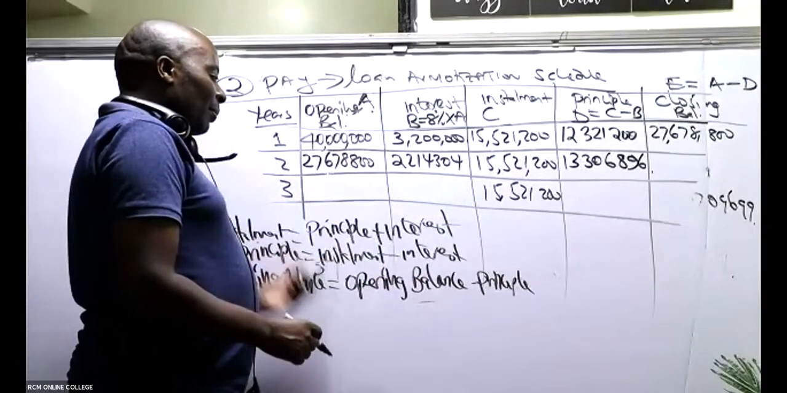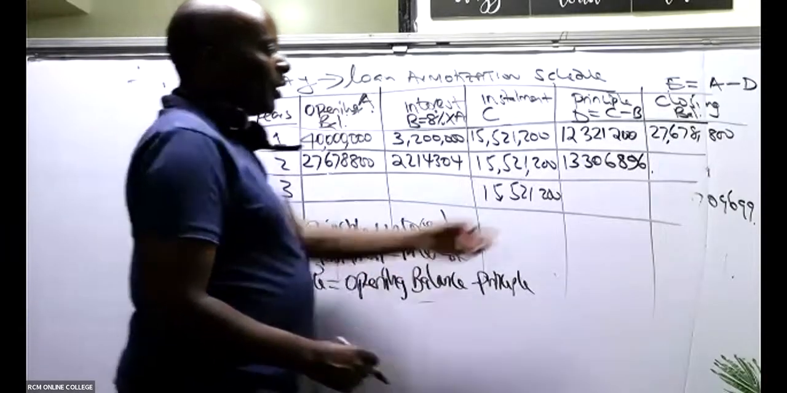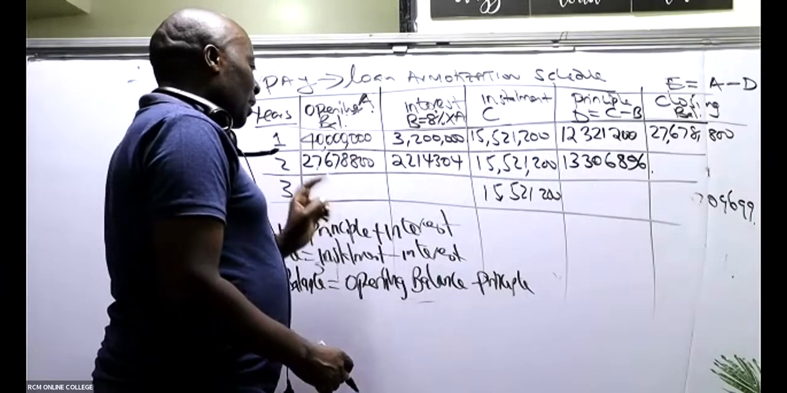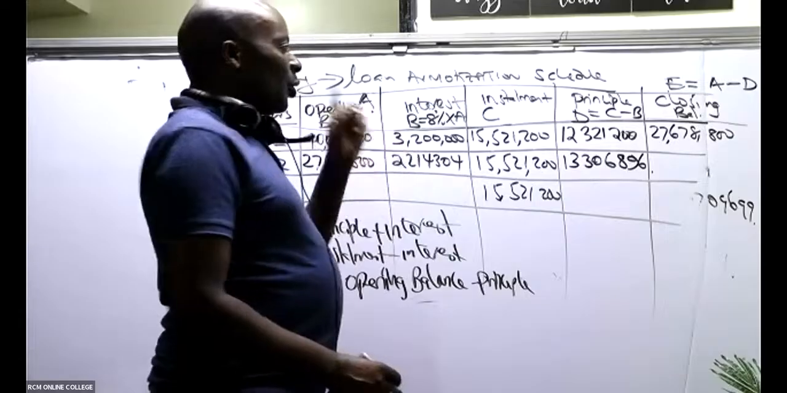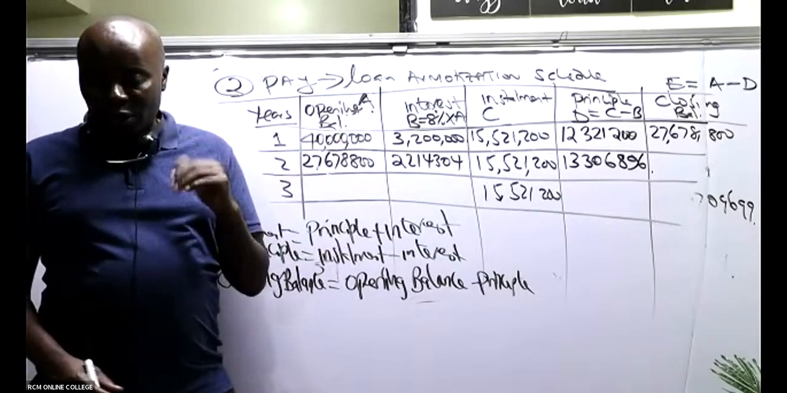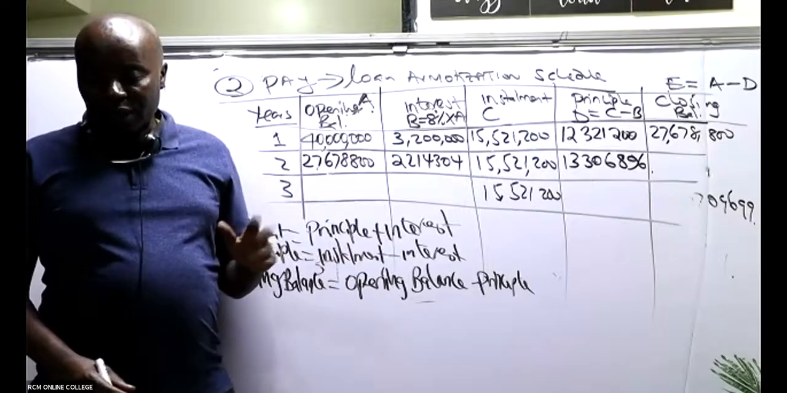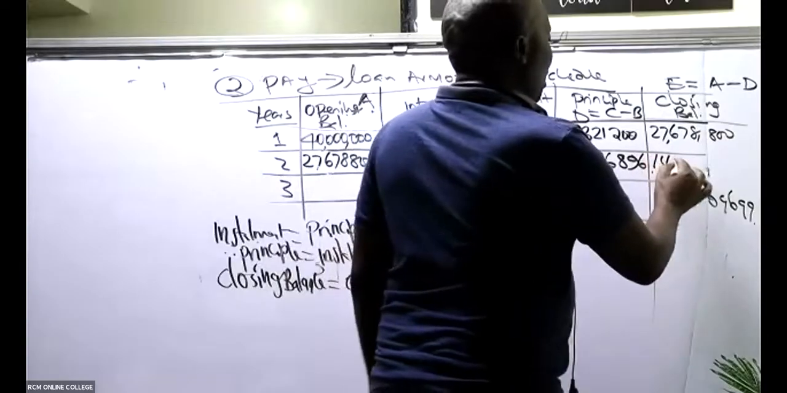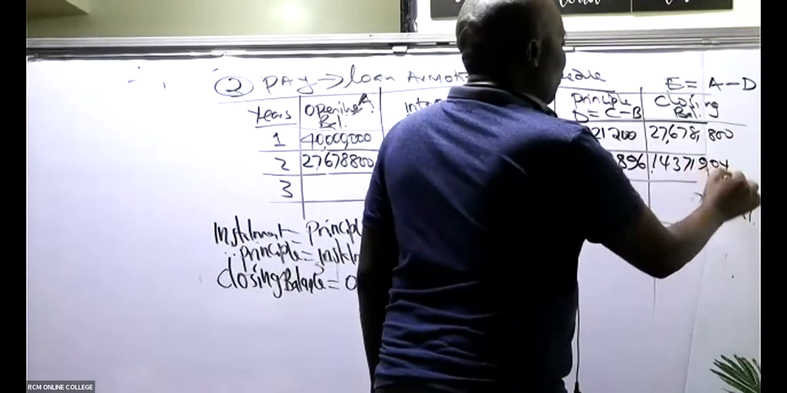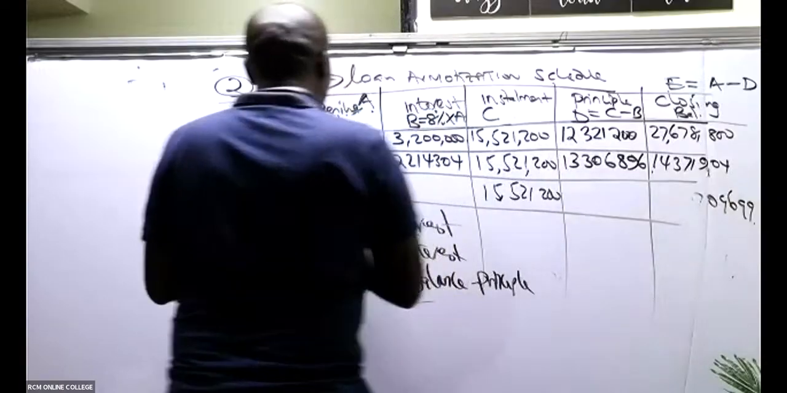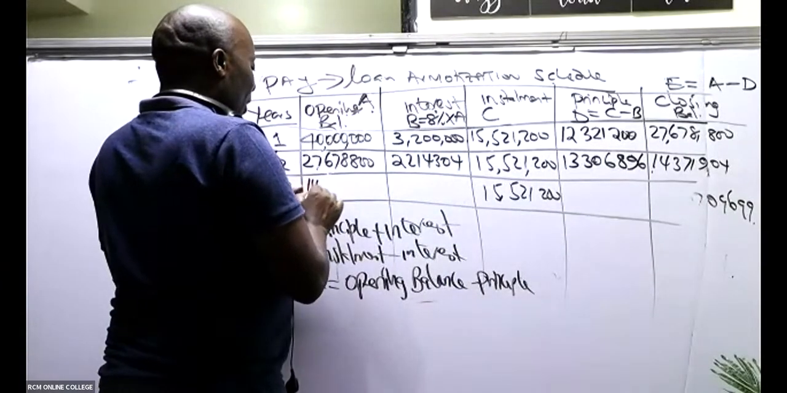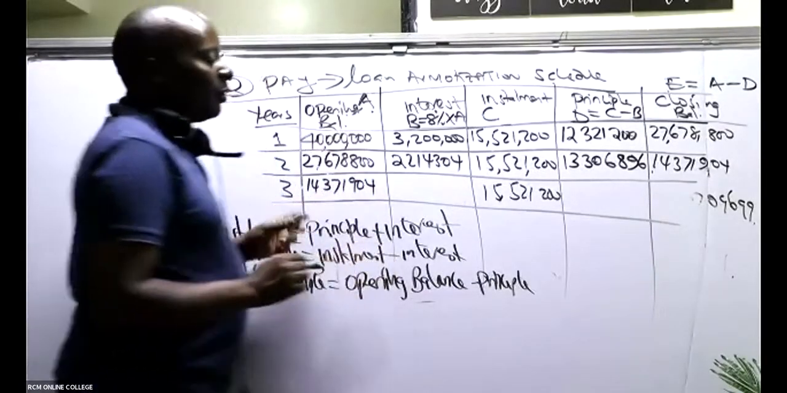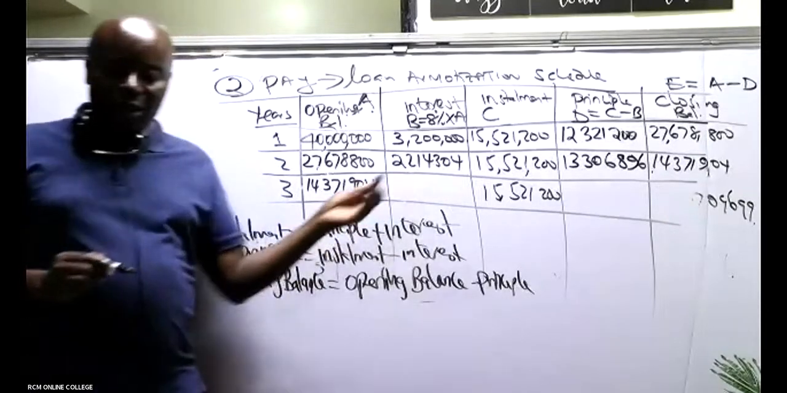And therefore, closing balance is very easy. Closing balance, you take the opening balance minus the principal. So the figure that you have there in your calculator, you will simply say the opening balance minus that answer. You should be able to give us the closing balance for year 2. And we are almost finishing now, which according to Mumbi, it's 14,371,904, like that.